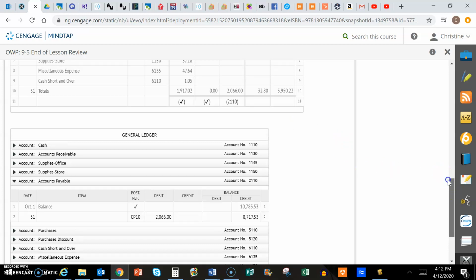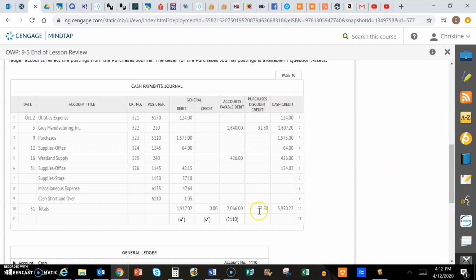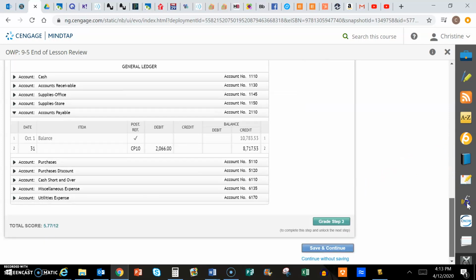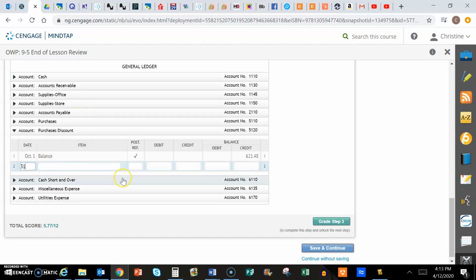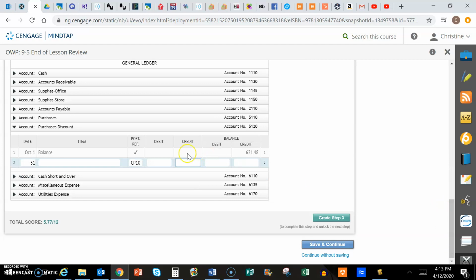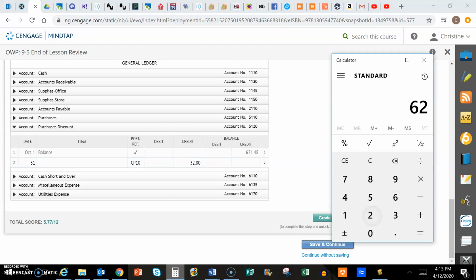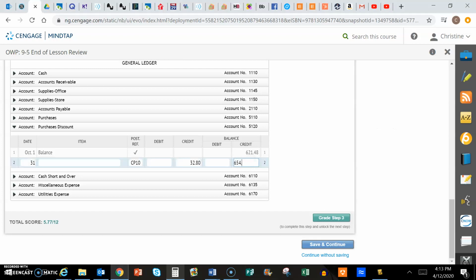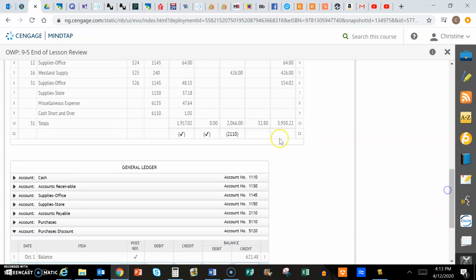Okay. I'm going to do the same thing for the purchase discount credit. So I'm going to take the total of 3280. I'm going to go to my purchase discount. Current on 31, still coming from CP10. Credit of 3280. So my new balance is 621.48 plus 32.80. They're both credits, so you add them together. 654.28. And then I put the account number of 5120 under here.